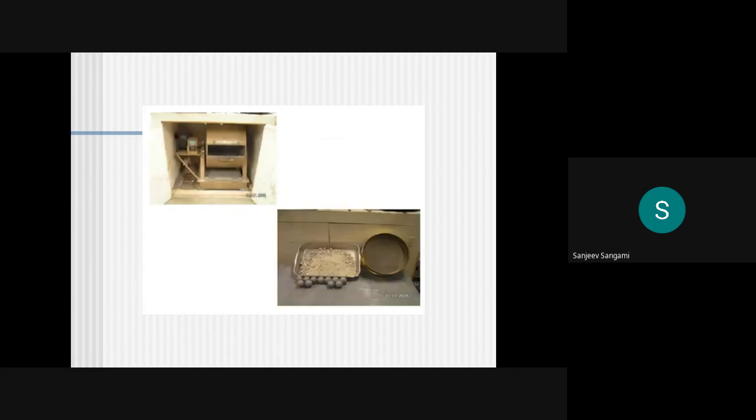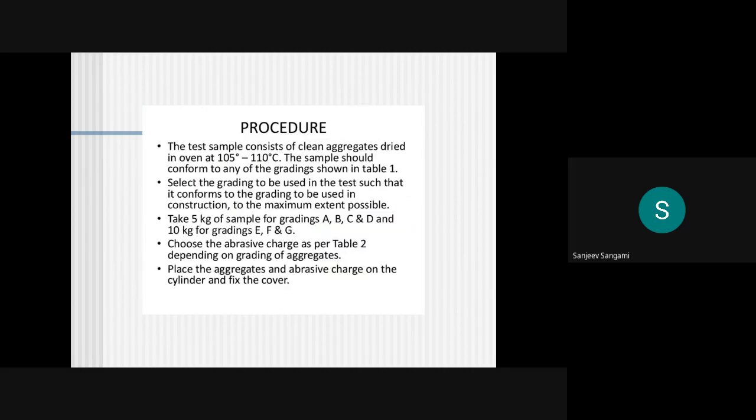Now the procedure. Of course, there are different gradings. Initially, whichever sample you are collecting, you have to oven dry it, because moisture should not be there. If moisture is there, you won't get the proper abrasion value. The sample should conform to any of the gradings shown in Table 1.